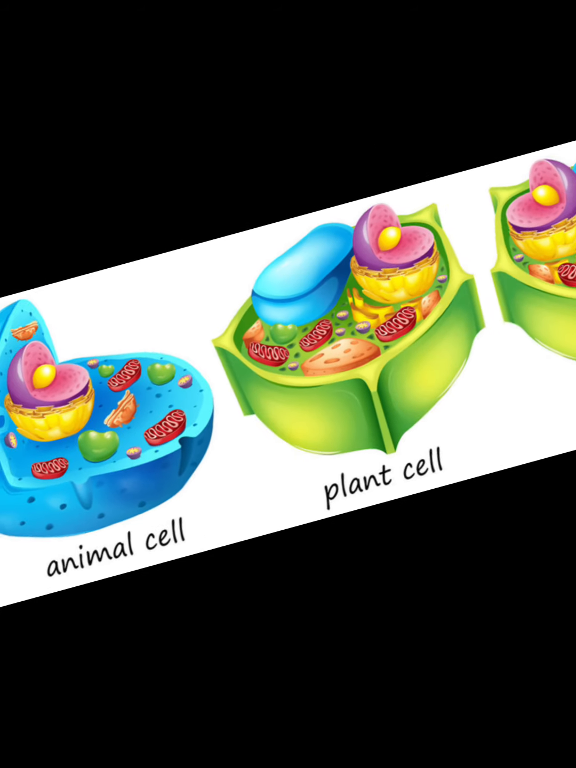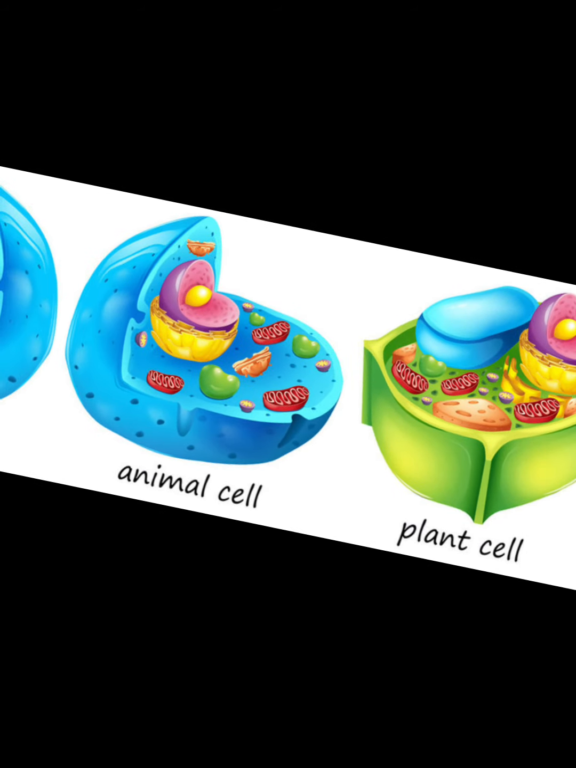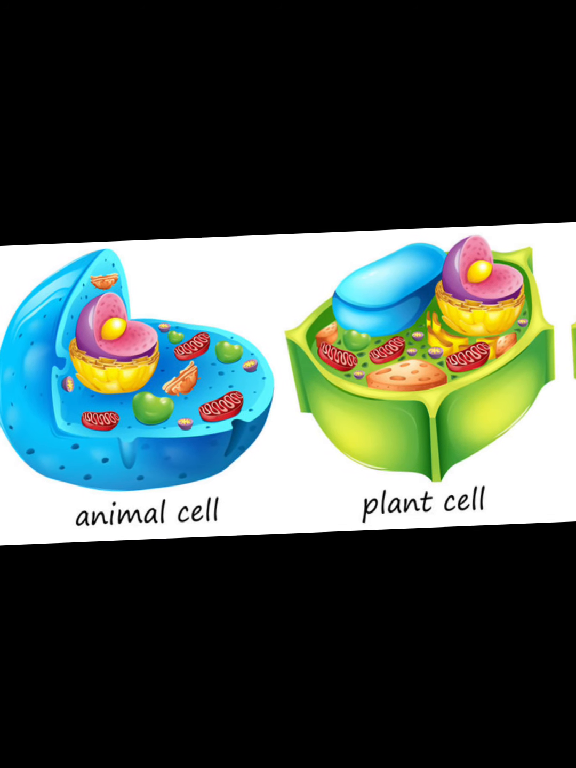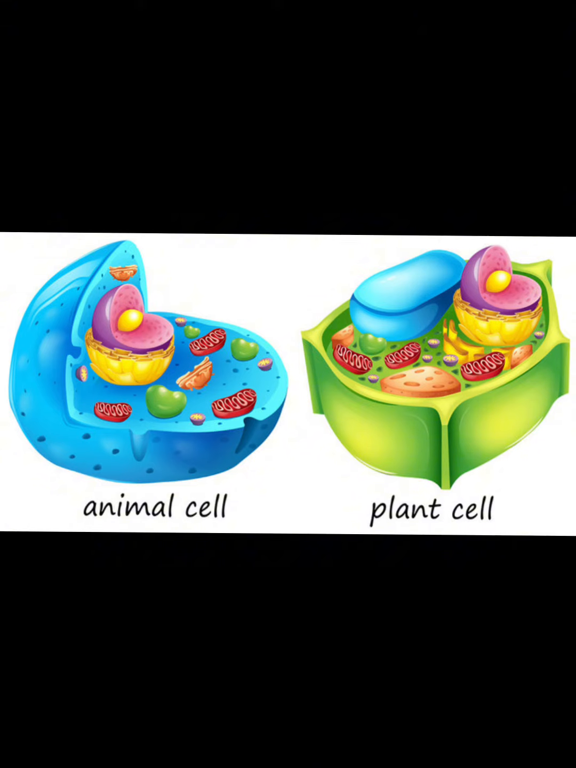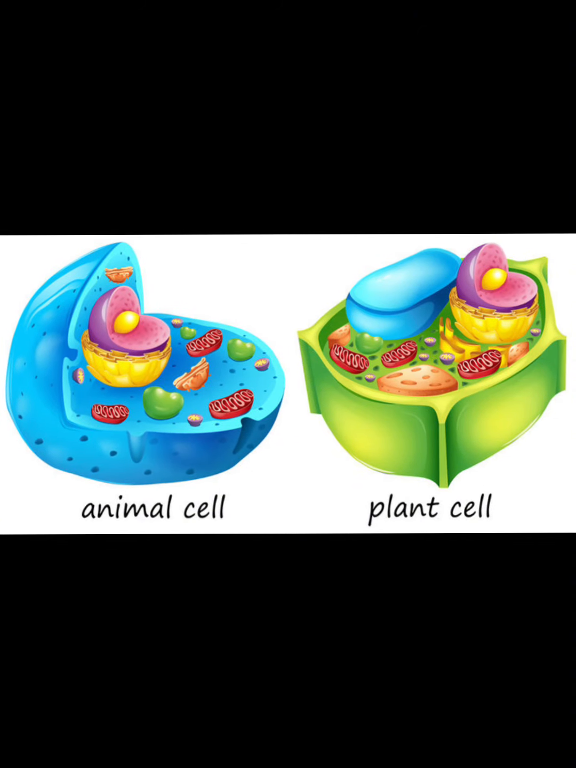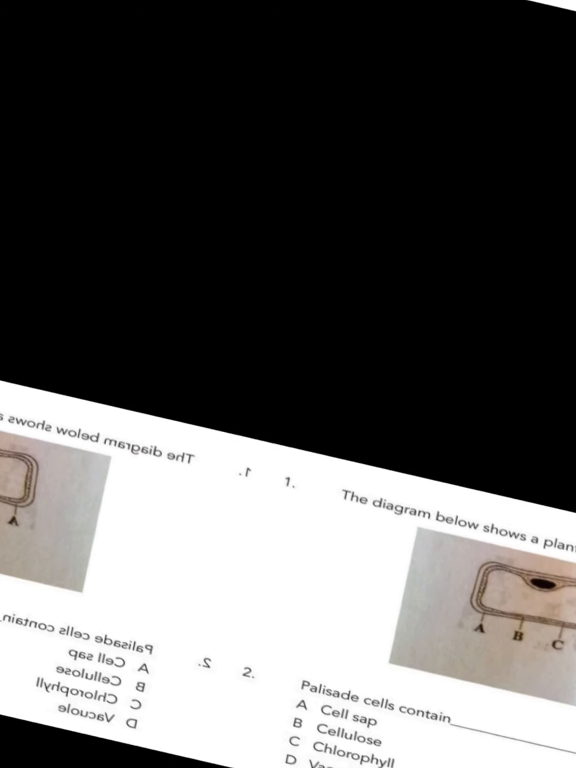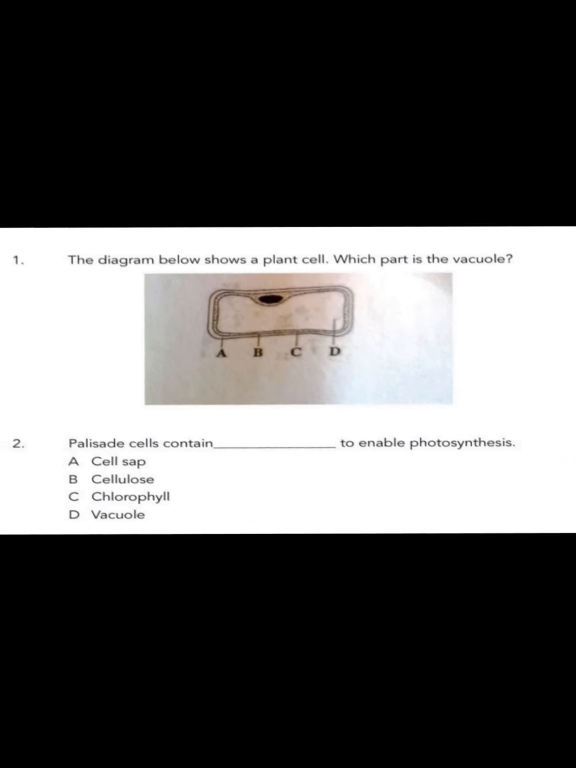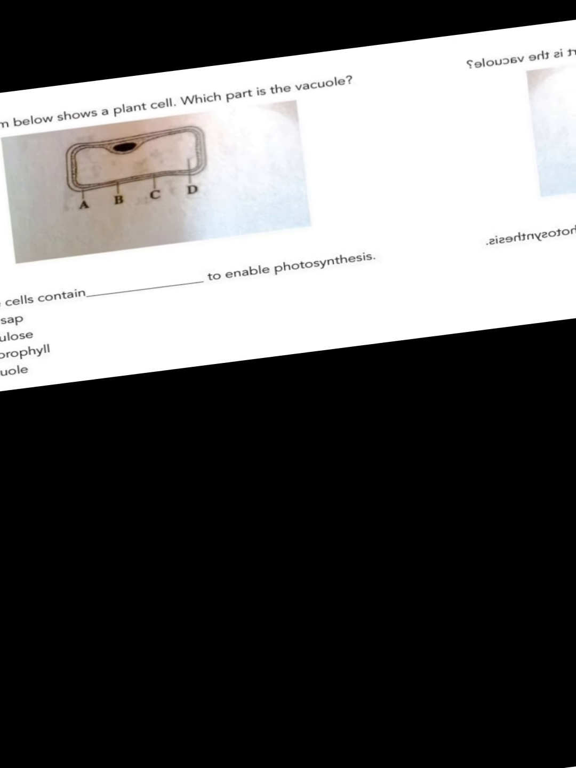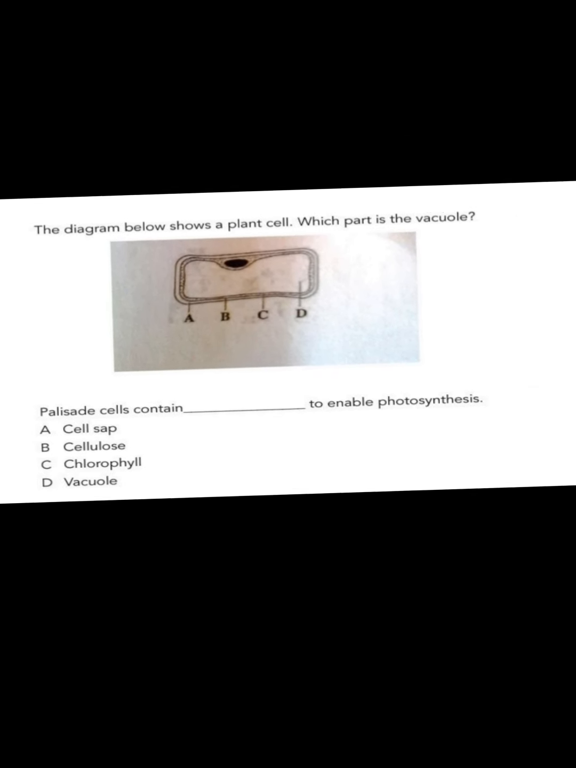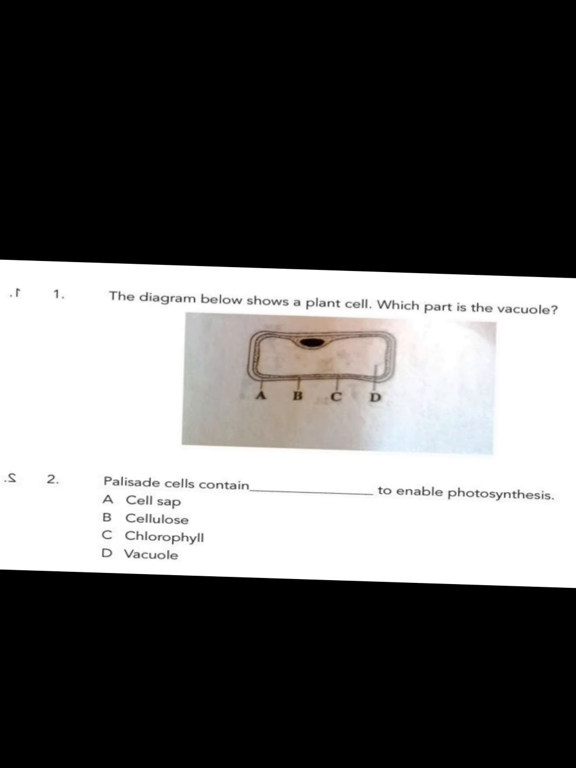So on number 1, you need to expect to be examined about cells. You need to know how to label plant and animal cells and also to state the functions of the organelles that are going to be found in plant and animal cells. So the first question that we are going to revise today is reading: the diagram shows a plant cell. Which part is the vacuole? So D is the vacuole.